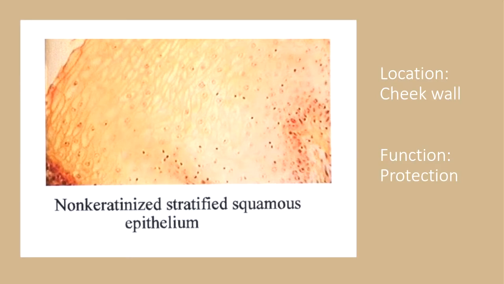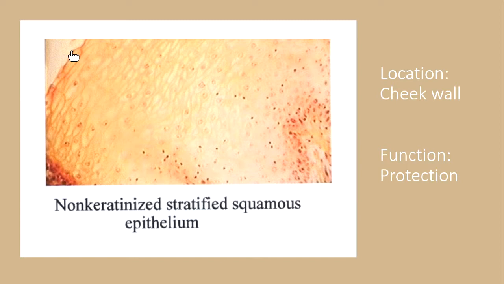Next, we have stratified squamous epithelium. You don't have to call it non-keratinized. You can simply call it stratified squamous epi. What we're seeing here is from the side, and here are several layers thick of cells. So we can see all these nuclei, and we can see them stacked on top. These are flat cells, so these are our stratified squamous epithelium.